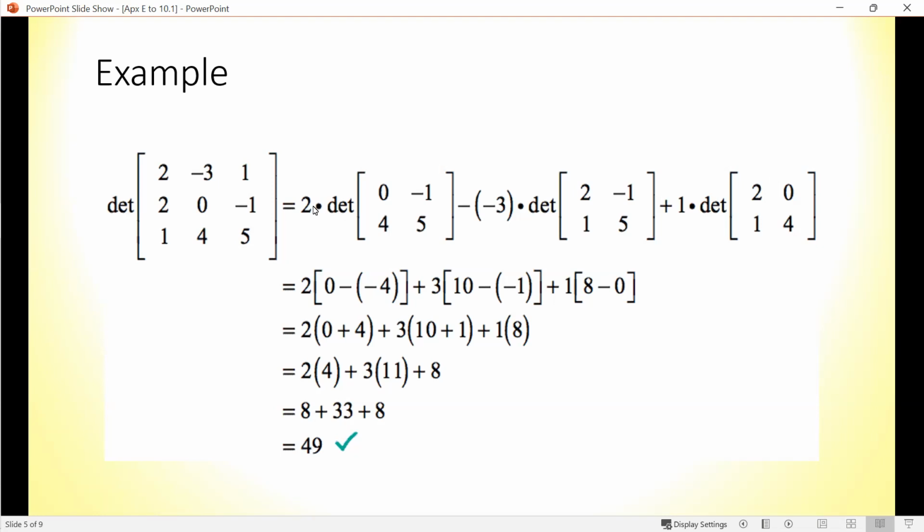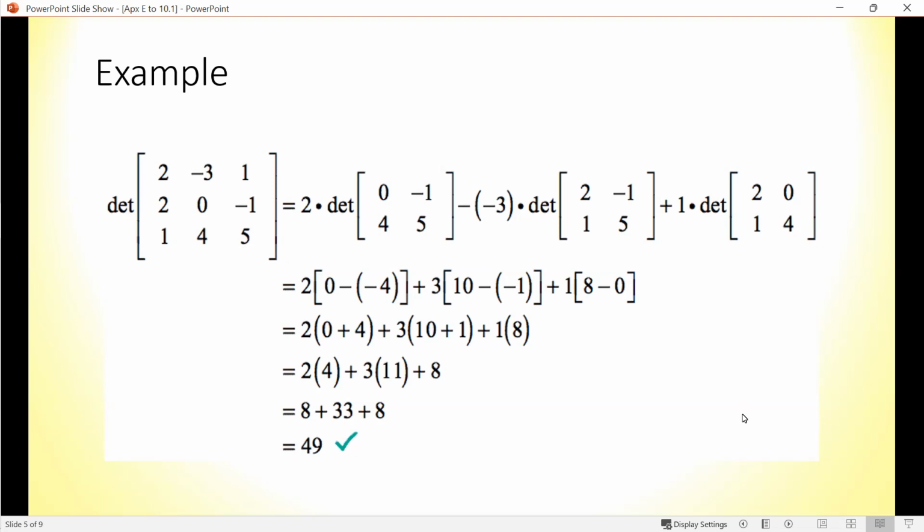All right. So we do 2 times the determinant of this matrix, which becomes 0 minus -1 times 4. We do minus a -3, which becomes a positive, times the determinant of this matrix: 2 times 5 is 10, minus -1. So we have to be really careful with those double negative signs that often occur here. And then 1 times the determinant of this matrix, which is 8 minus 0. Simplify all that, and you'll end up getting 49. So that's using the first method that you saw on the last slide, where we take these minors to calculate the determinant of a 3 by 3.